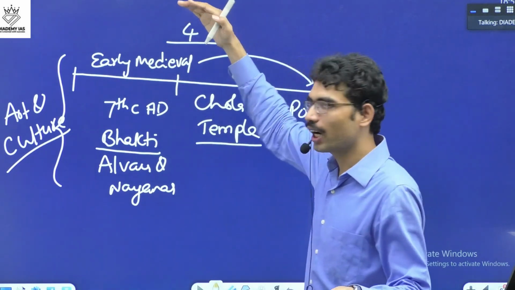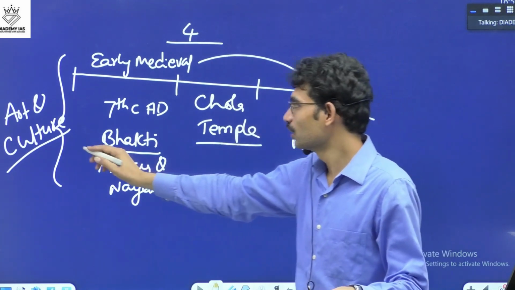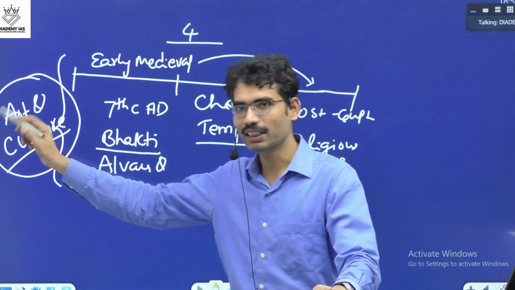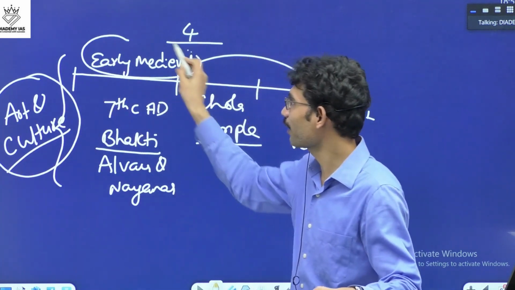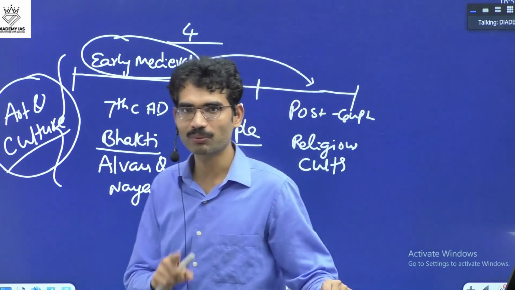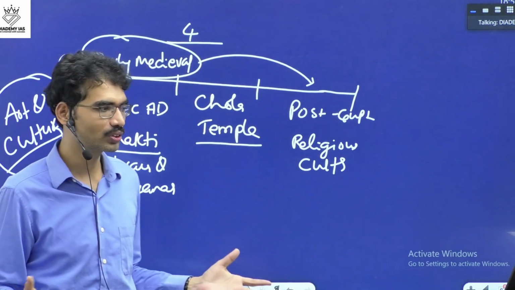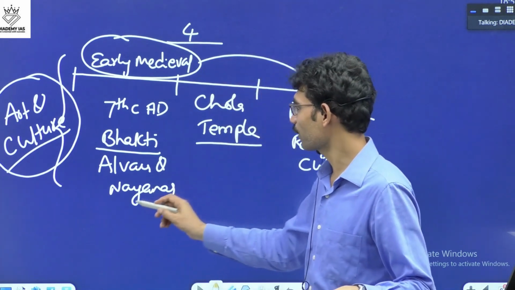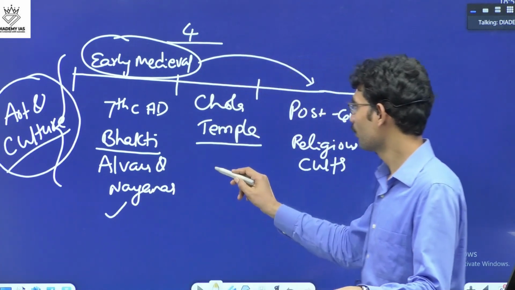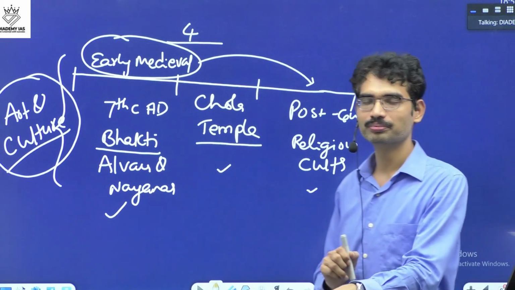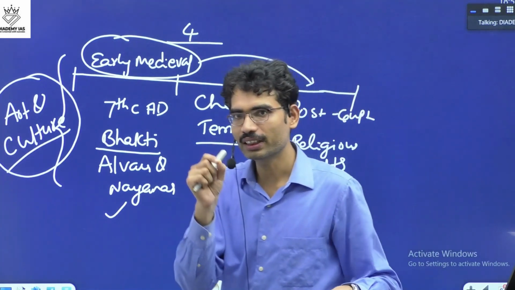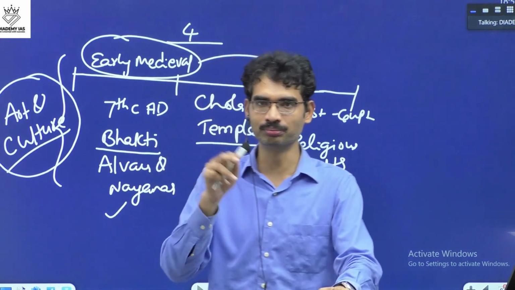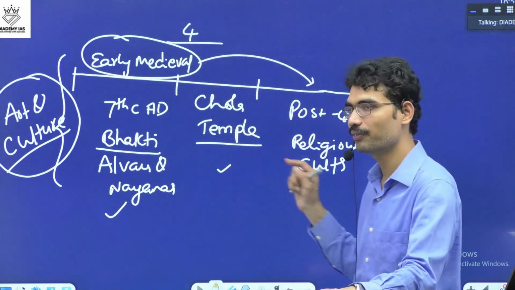Now if you want to attempt the fourth question, you should be comfortable in art and culture, and this art and culture also from early medieval. Unless you are comfortable here, you cannot choose the fourth question. You may be comfortable in Alvar, Nayanar, Bhakti, but you have to talk about these also. So that is why, whatever syllabus UPSC mentioned, be thorough with each and every segment.